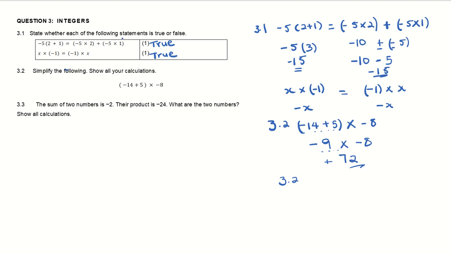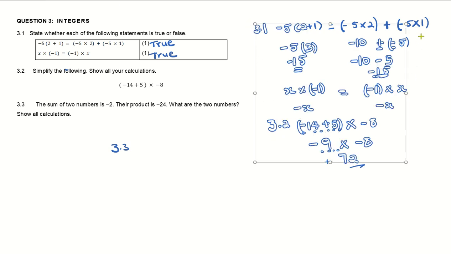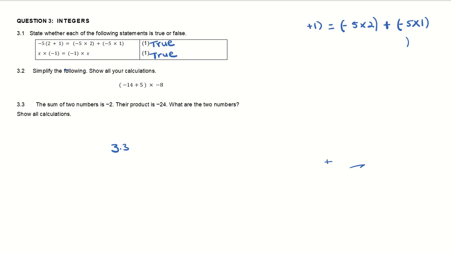So let's move on to 3.3, not 3.2. What do we have at 3.3? The sum of two numbers is negative 2. Okay. Let's just clear this out because this is a bit of a long problem. Let's clear this out nicely so that we can see all the details of that problem, okay? 3.3.